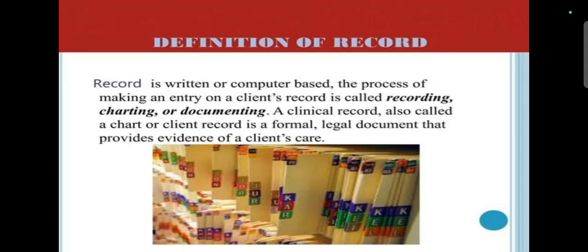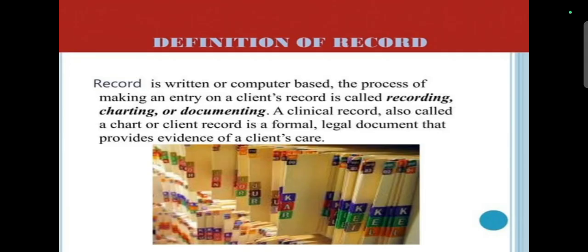Different types of infrastructure are also required for the MRD. Usually the space allotted for the MRD is an area of 1 square meter per bed, but that depends on the level of computerization. These are all other formalities which we have to use for making the different records.